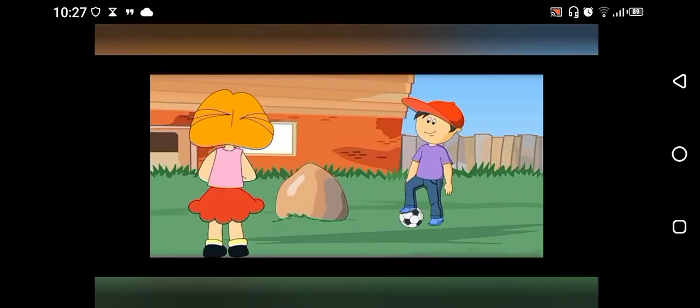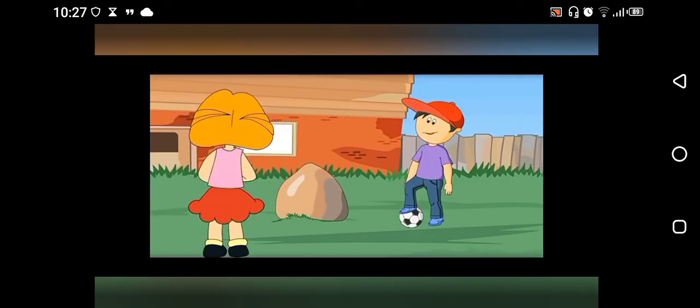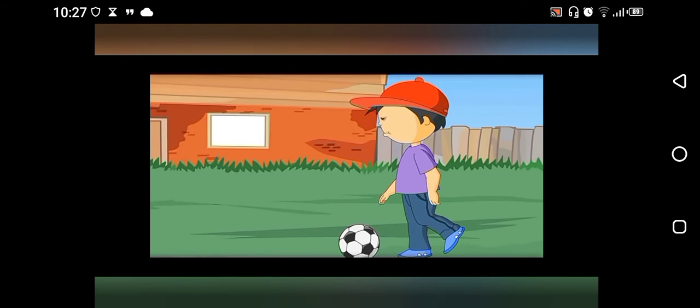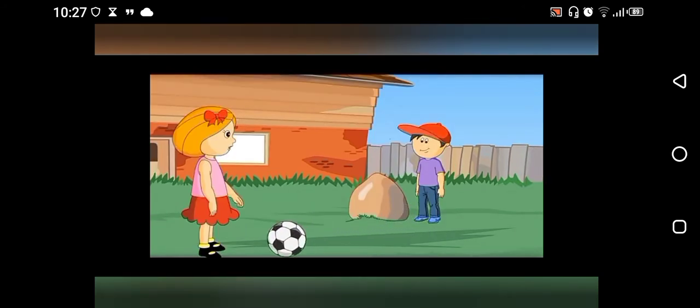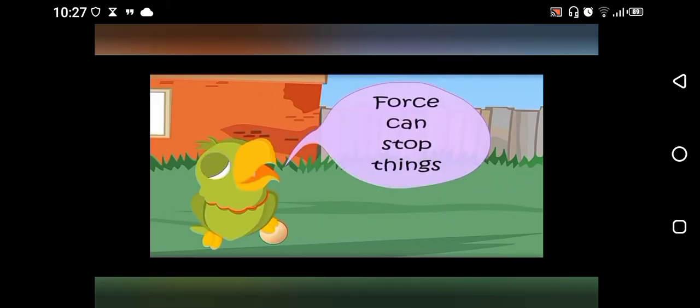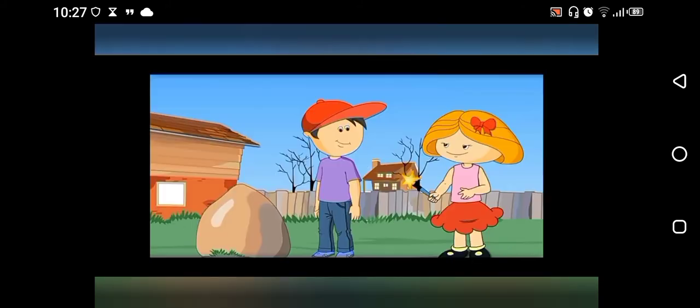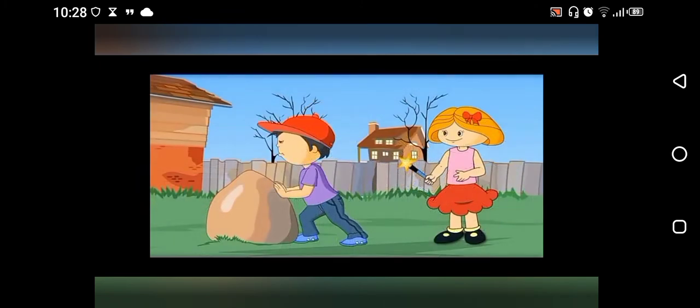Yes, to stop something also, we need to apply force. Oh, thank you. Do you know, force can also change the direction of things? Force can stop things. Force can change direction. Let's focus on work.